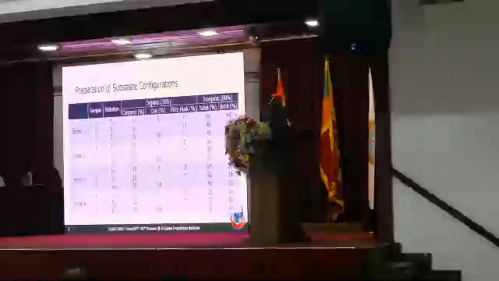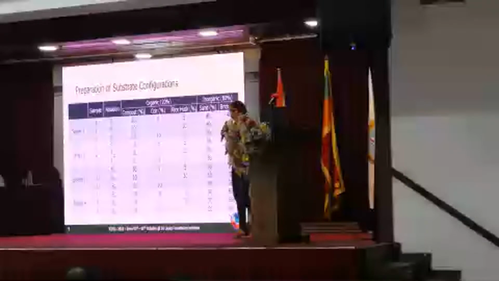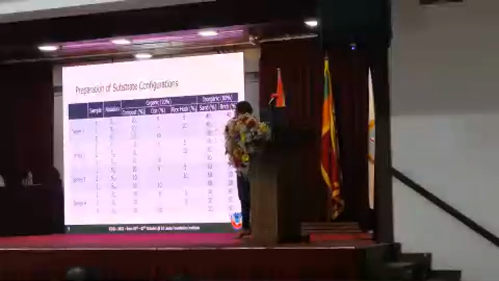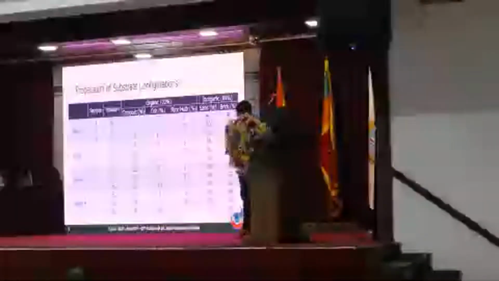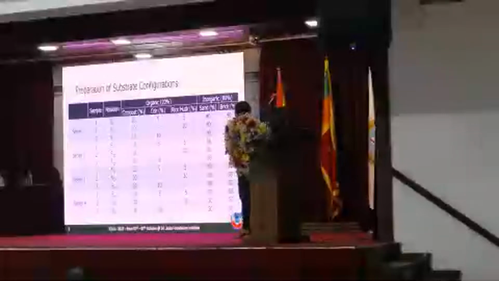So we developed 12 samples. The organic component was 20% and 80% of it was made from inorganic materials. For the organic materials, we selected compost, coir and rice husk, which is our waste material. For the inorganic, we used sand and recycled crushed bricks.